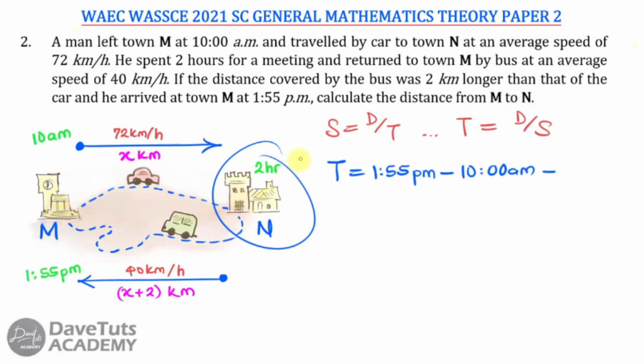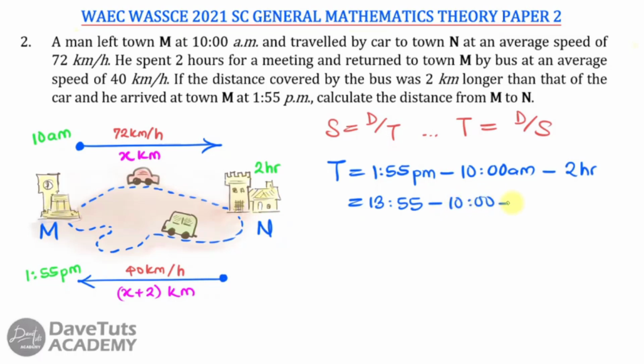Minus the 2 hours that he spent at town N. So I will say minus 2 hours. Now, 1:55 p.m. is the same as 13:55, minus 10, that is just 10, then minus 2 hours. So this will be nothing but 10 and 2 will be 12. So it's as if we have 13:55 minus 12.